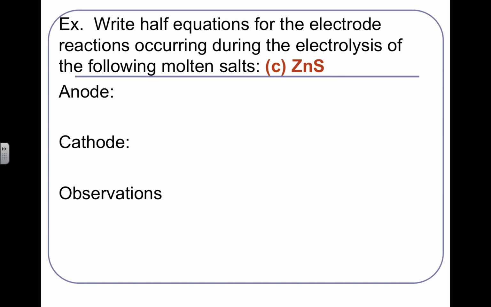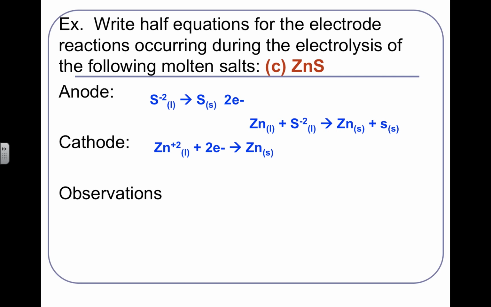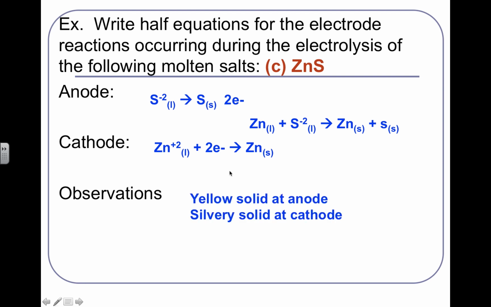Last one, I want you to try it on your own. Don't worry about observations just yet, but write those reactions and then check your work. Okay, so here's what we should have gotten. And the overall reaction, again, that should be zinc with a plus 2 right there. Observations. Sulfur is a yellowy powder, so you'd see a yellow solid. And then zinc is still silvery.